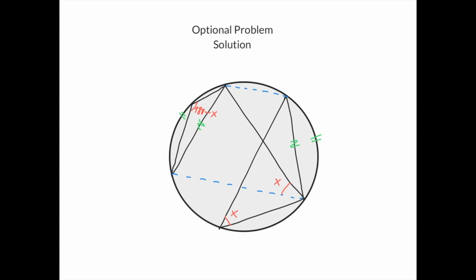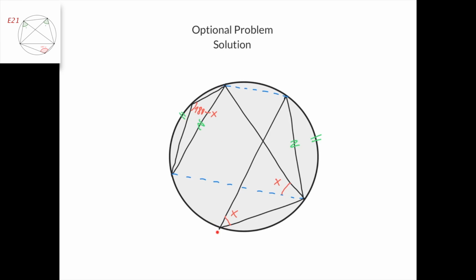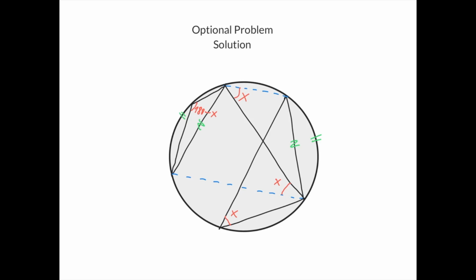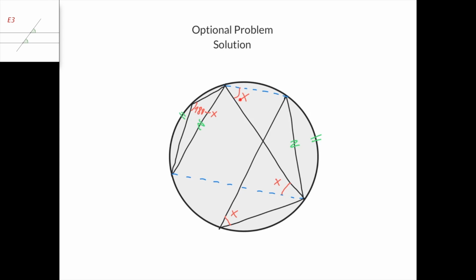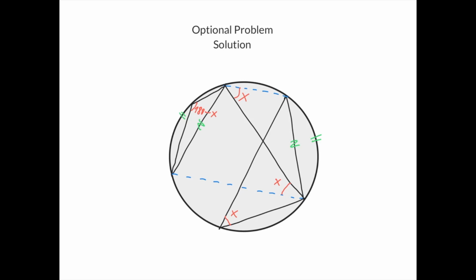Alternatively, we could have noticed that we have a cyclic quadrilateral here, this cyclic quadrilateral, and so this angle here equals this angle here, and so we got an x here. And then because this angle is x and this angle is x, then these two lines must be parallel, which is exactly the same logic which we used when we proved the statement a little while ago.